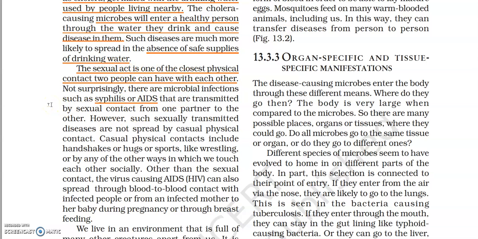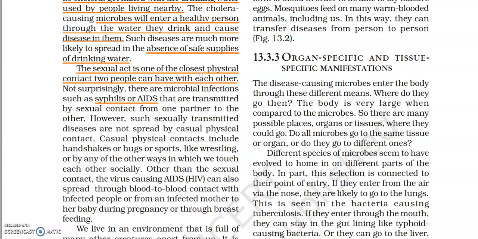So why these? Because in a sexual act, when two people are very close to each other, there are chances that an infected person can transfer the infection to the other person who is healthy, right? So these kinds of diseases are syphilis and AIDS, okay?